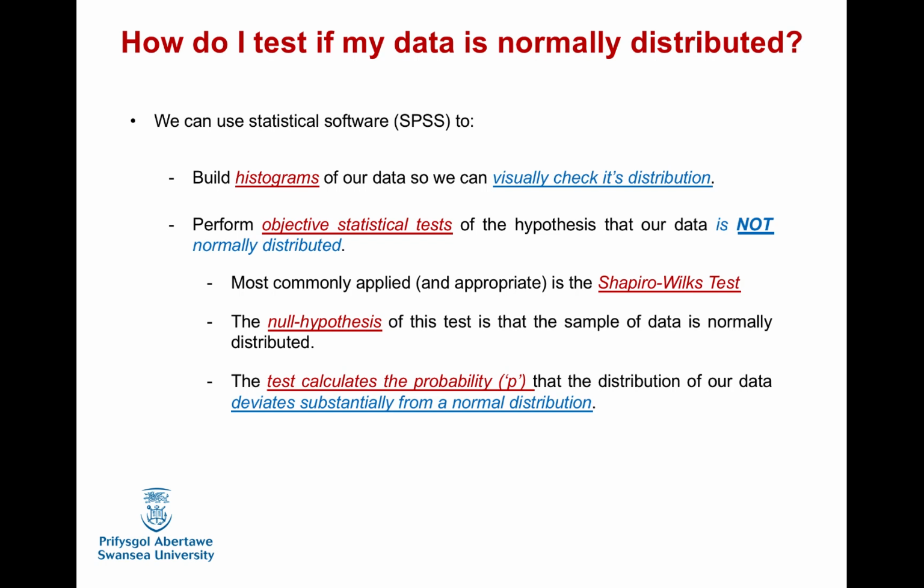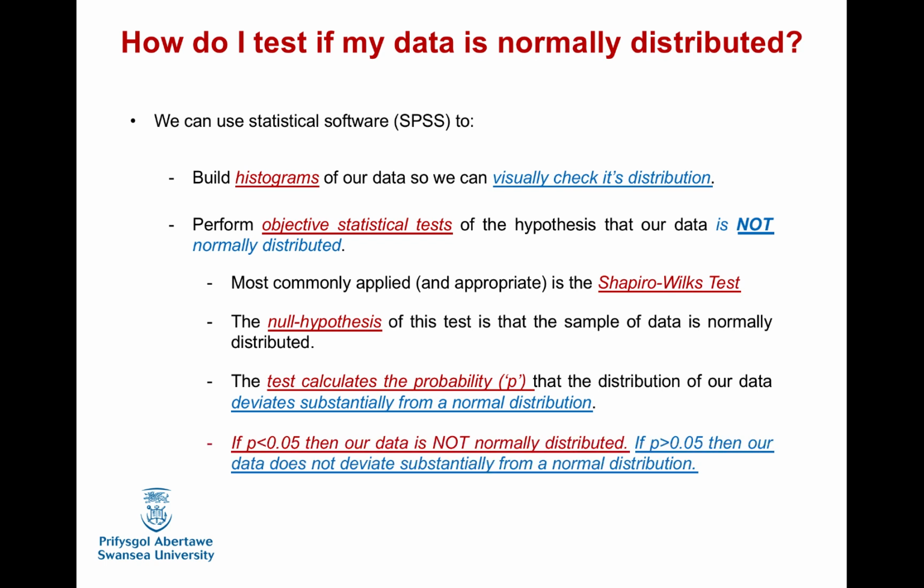And what we do when we apply this Shapiro-Wilks test to our data, just like we talked about in lecture 2, is calculate the probability that the distribution of our data deviates substantially from what we would expect to see if it was normally distributed.